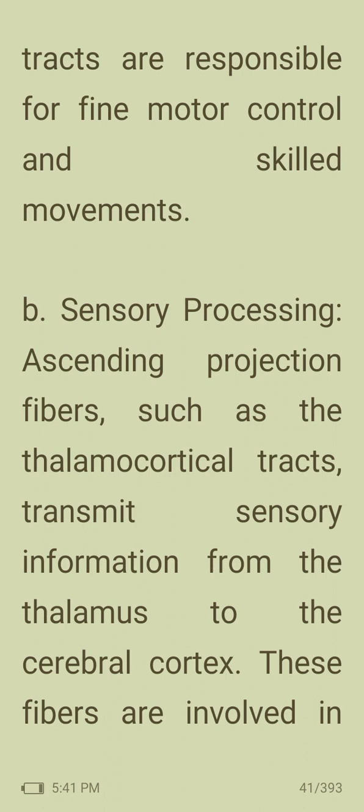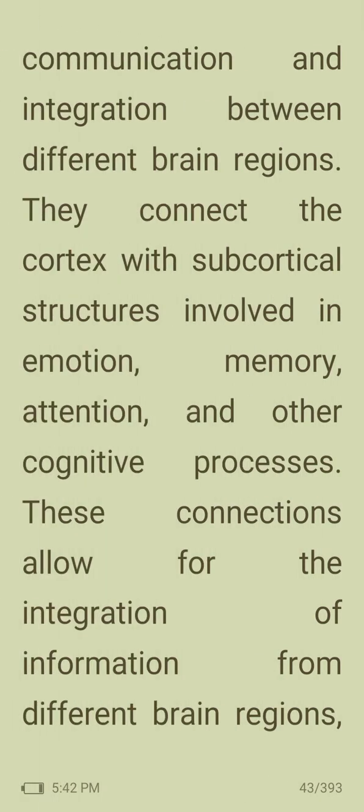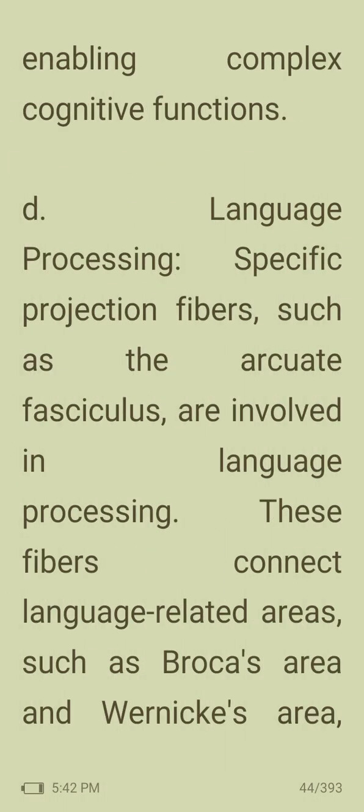Then sensory processing. Ascending projection fibers such as the thalamocortical tracts transmit sensory information from the thalamus to the cerebral cortex. These fibers are involved in relaying sensory inputs such as touch, temperature, pain, and proprioception to the appropriate sensory areas of the cortex for processing and interpretation. Then integration and communication. Cortical white matter projection fibers facilitate communication and integration between different brain regions. They connect the cortex with subcortical structures involved in emotion, memory, attention, and other cognitive processes.